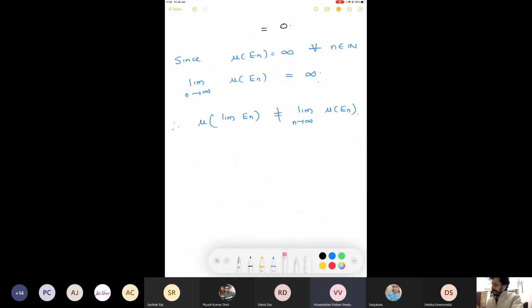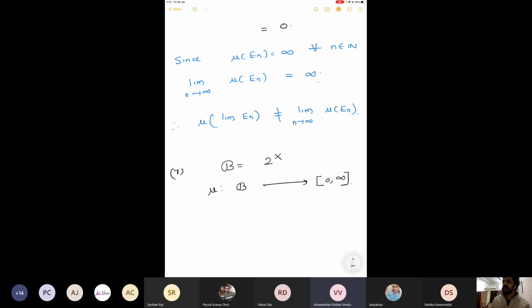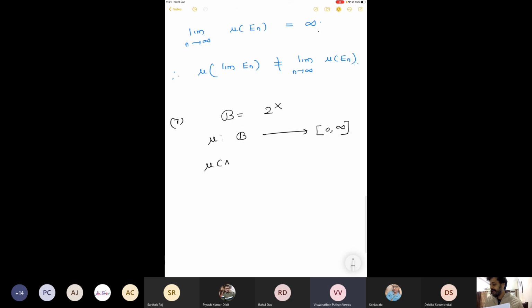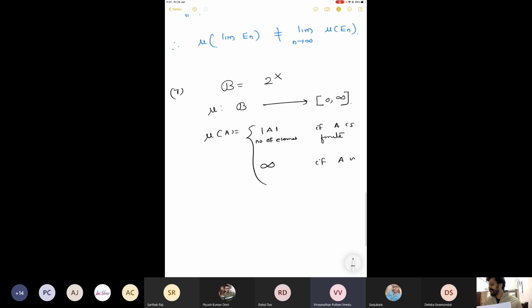I already gave one example with this, but the question demands one more example in the context of counting measure. So let X be an infinite set and mu the counting measure on the sigma algebra 2 power X. So mu is from 2 power X to [0, infinity]. We have already defined the counting measure. It counts the number of elements in the set. Mu of A is the cardinality of A, the number of elements, if A is finite, and it is infinity if A is an infinite set. This is the definition of counting measure.